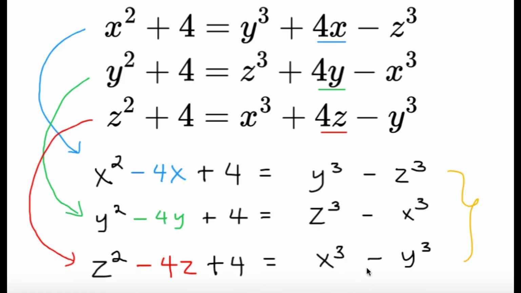And as you can see here on the right hand side, y cubed minus z cubed, z cubed minus x cubed, and x cubed minus y cubed, if I add everything, it's very nice, because if I add the 3, the y cubed will cancel, the x cubed will cancel, and the z cubed will cancel. And that's something to look out for.